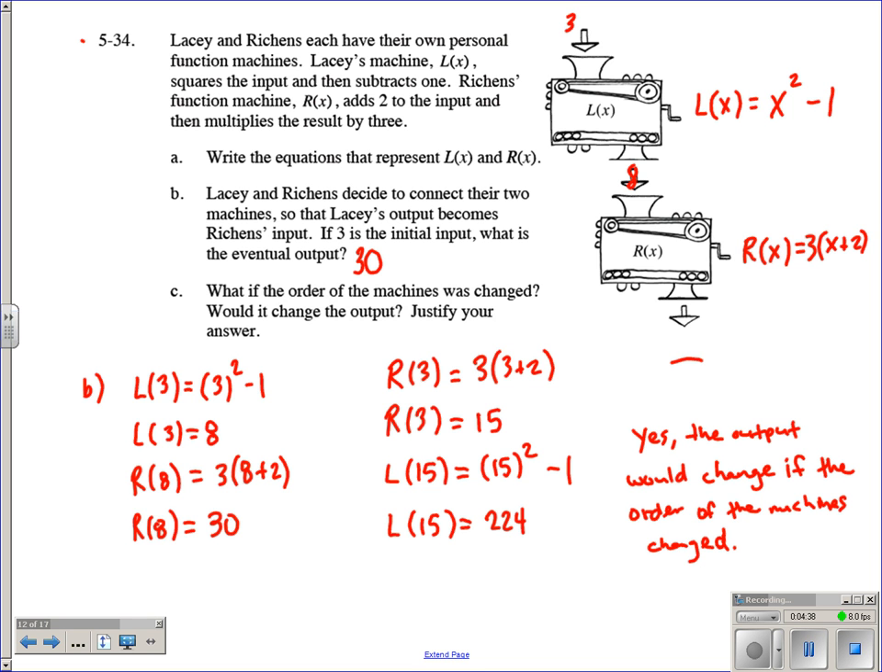This is problem 5-34. We have letter A, B, answers here, and then C, we looked at right here. I'll actually mark that as C.